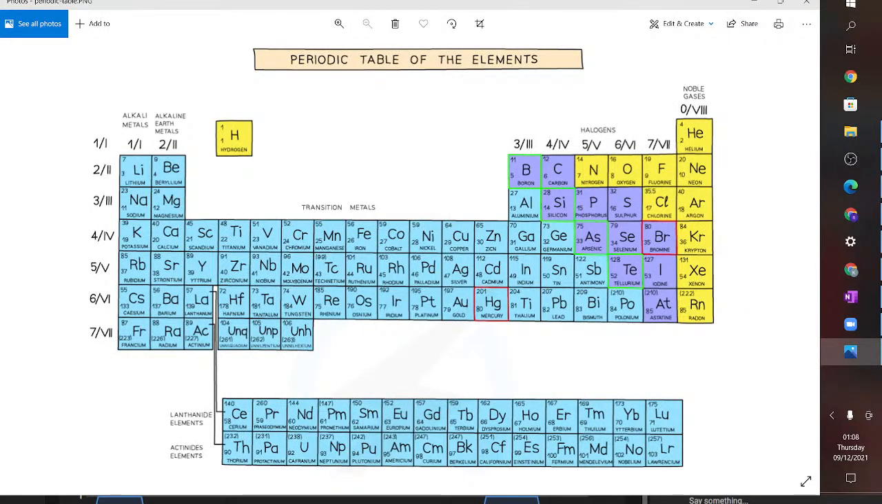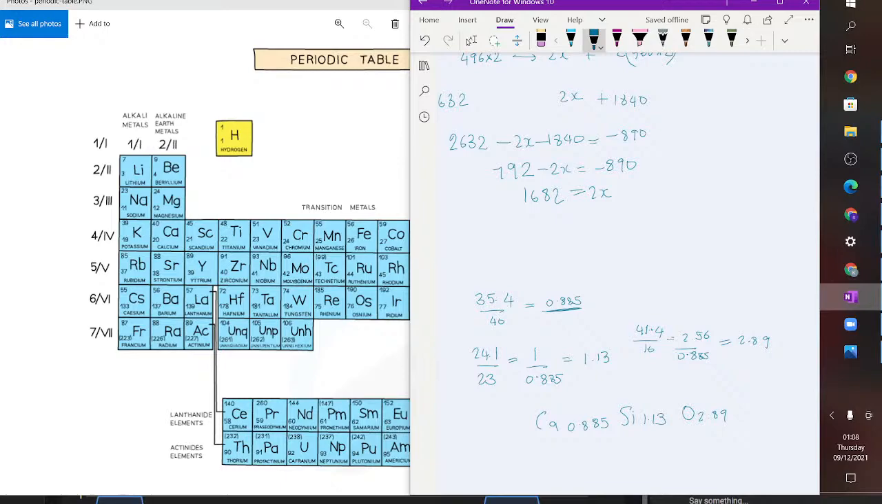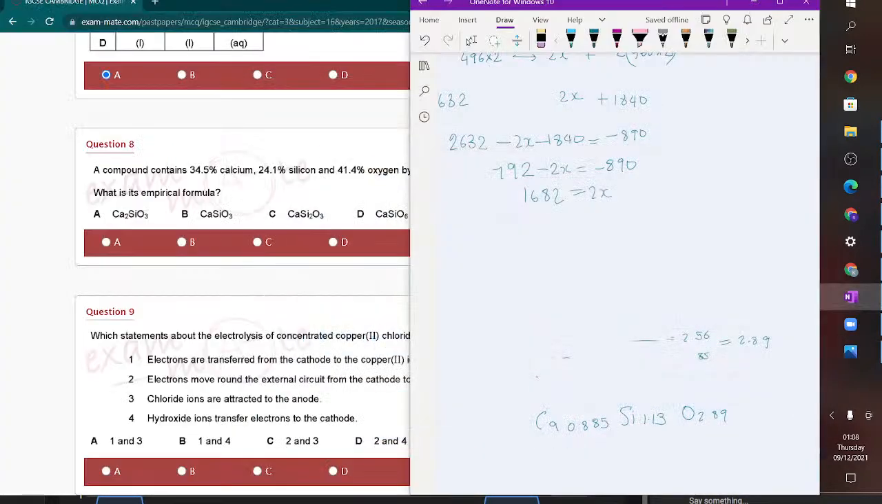Okay, so silicon was 28. Oh my god, silicon was 28. Calcium was 40 and oxygen was 16. Let's use the corrected results. So 35.4 upon 40, 0.885, that was correct.